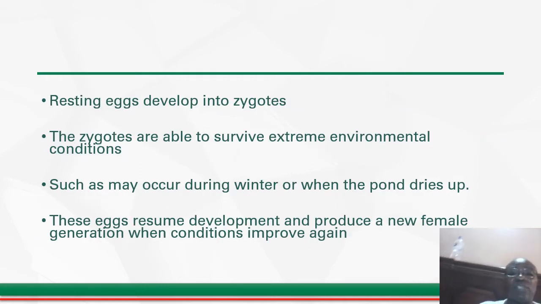Resting eggs develop into zygotes when the environment becomes favorable. So those eggs that are at the resting stage can now develop into zygotes, and the zygotes are able to survive extreme environmental conditions, such as may occur during winter or when the pond dries up in the habitat. These eggs resume development and produce a new female generation when the conditions improve again. So it means the eggs are capable of withstanding unfavorable conditions, and when the conditions become favorable, they can resume their normal activities.